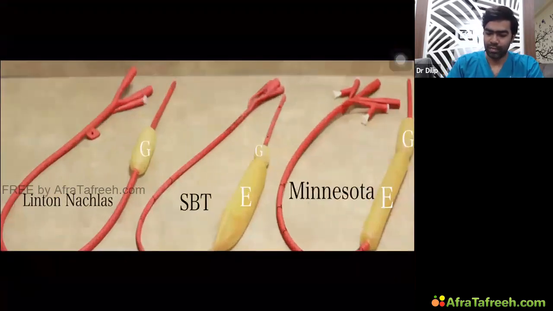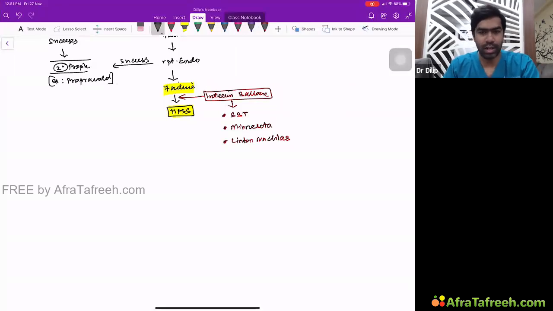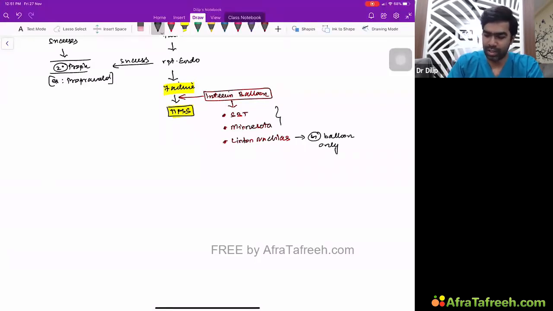So, final take home point. How will you identify in the exam whether it's an SBT, Minnesota or a Linton Nachlas? Remember, Linton Nachlas will have a gastric balloon only. It will not have an esophageal balloon. And Sengstake and Blakemore and Minnesota will have an esophageal balloon as well as a gastric balloon. But Sengstake and Blakemore tube will contain only 3 ports, whereas Minnesota tube will contain 4 ports.